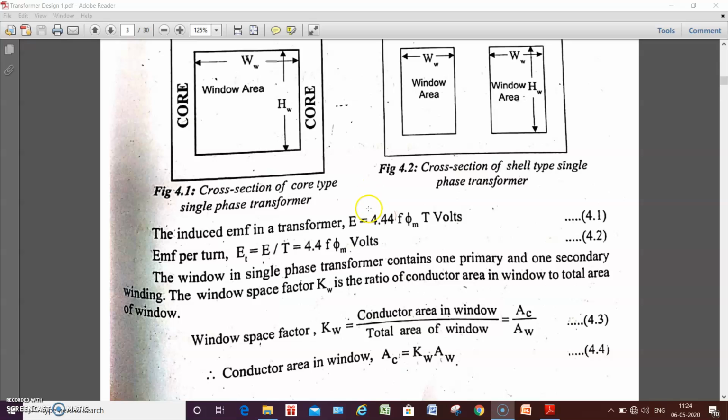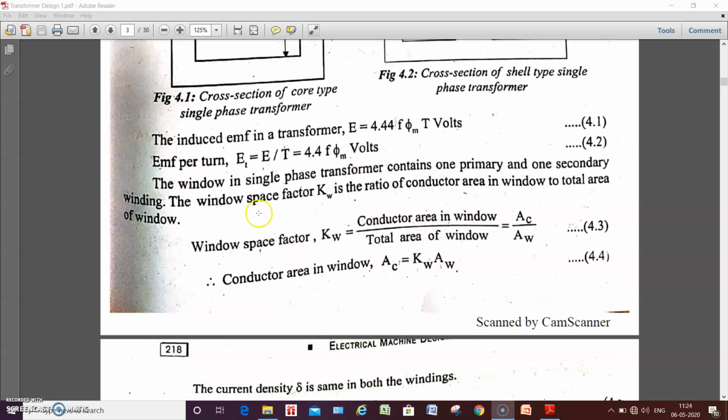So you know the basic EMF equation of transformer, 4.44 φ F T volts. So EMF per turn: in the design of transformer we will keep this EMF per turn always. So you are taking this T to the denominator, so it is EMF per turn. So it is 4.44 F into φ volts.